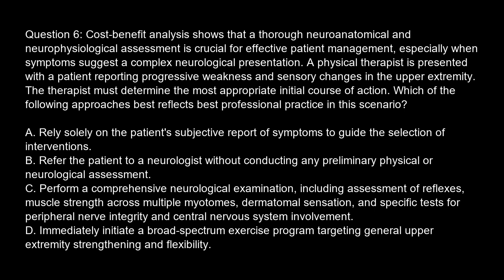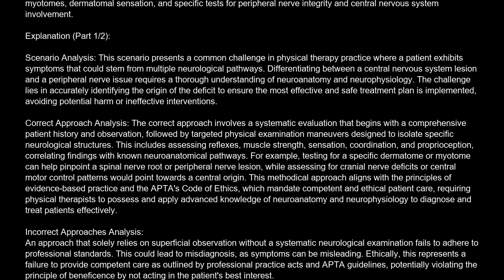Option A. Rely solely on the patient's subjective report of symptoms to guide the selection of interventions. Option B. Refer the patient to a neurologist without conducting any preliminary physical or neurological assessment. Option C. Perform a comprehensive neurological examination, including assessment of reflexes, muscle strength across multiple myotomes, dermatomal sensation, and specific tests for peripheral nerve integrity and central nervous system involvement. Option D. Immediately initiate a broad-spectrum exercise program, targeting general upper extremity strengthening and flexibility. Correct answer is C.